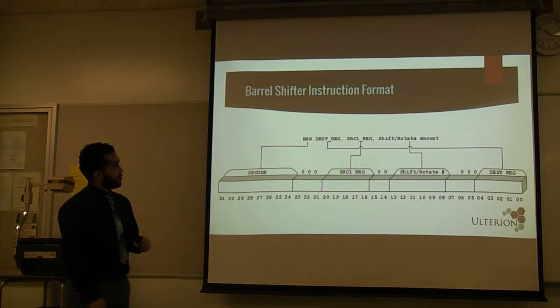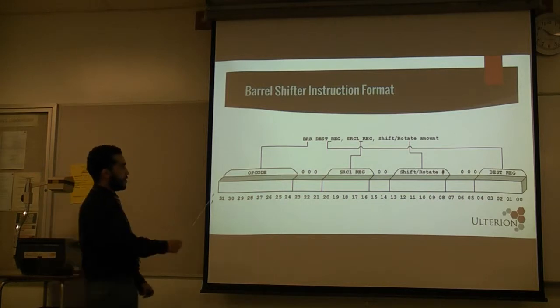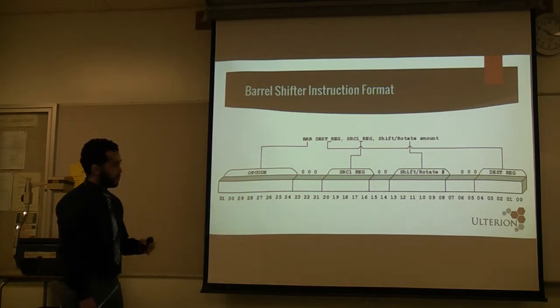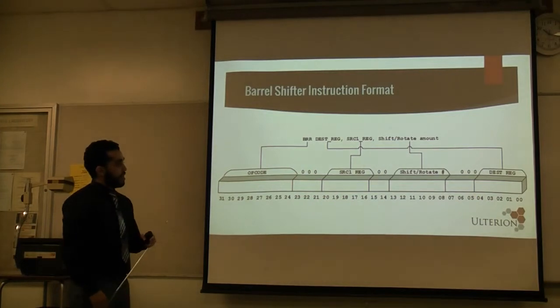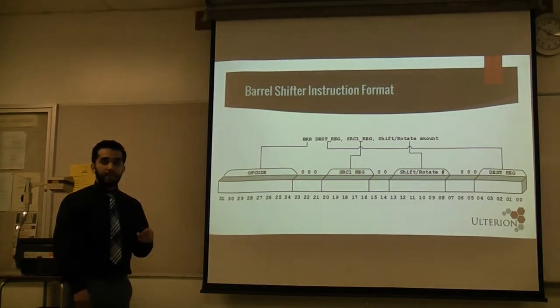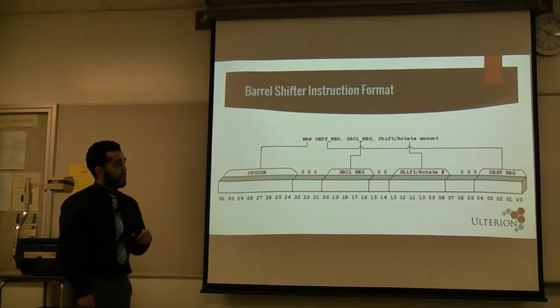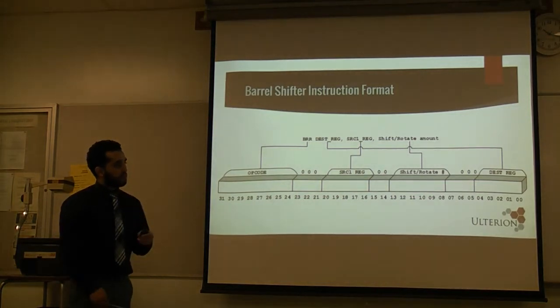Now this is the instruction format that we have. We still have the 8-bit opcode. We have the 5-bit source 1 field. Instead of having a source 2 field, we changed it into a shift and rotate amount, which is 6 bits. And we have our destination register field, which is 5 bits.